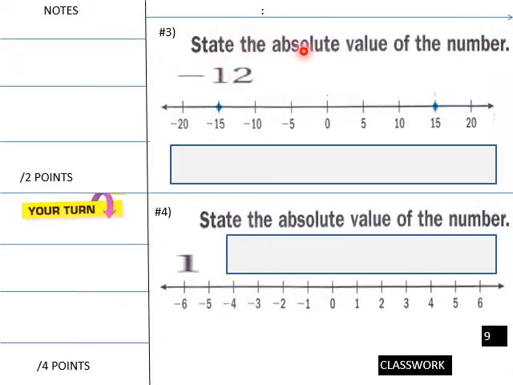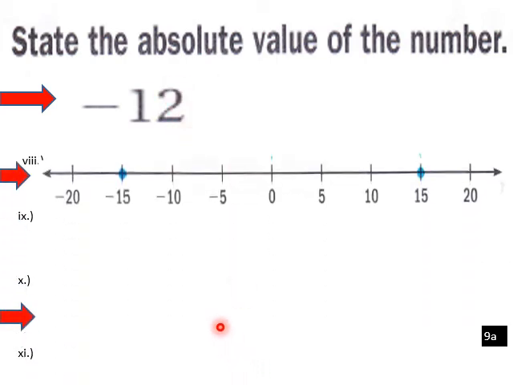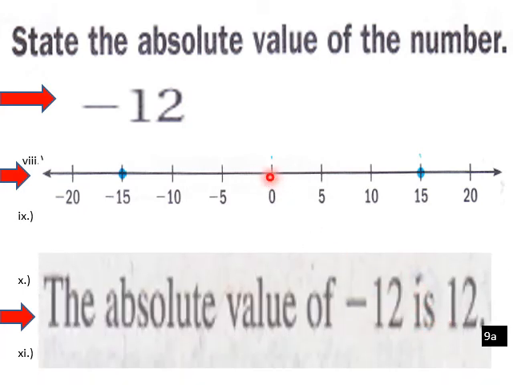Okay, so let's state the absolute value of this number here. Students, this one down there is yours. We're going to do this one up here. So state the absolute value of the number. So we have negative 12. What's the absolute value of negative 12? So the absolute value of negative 12 would be 12. How many units from 0 is negative 12? Well, if we count over here to negative 12, it would be about here. How many units from the origin is negative 12?